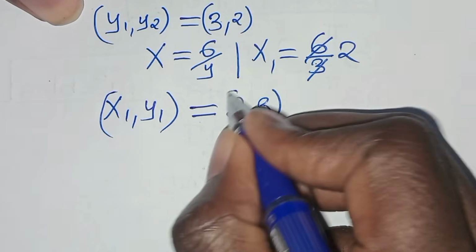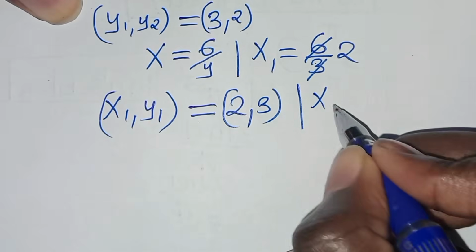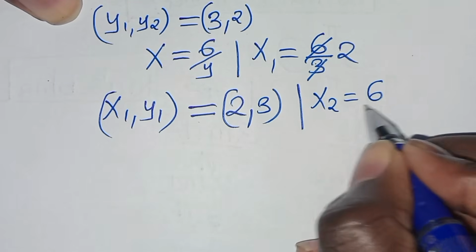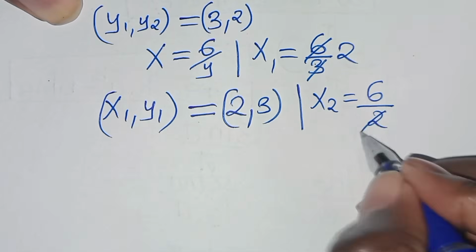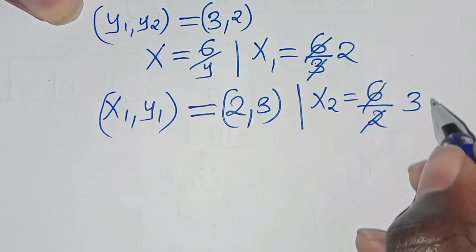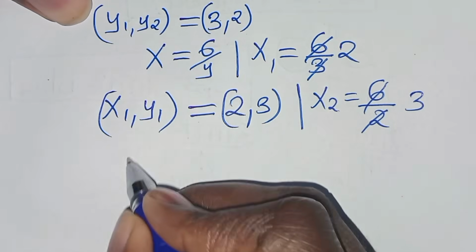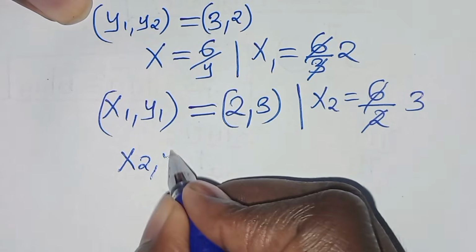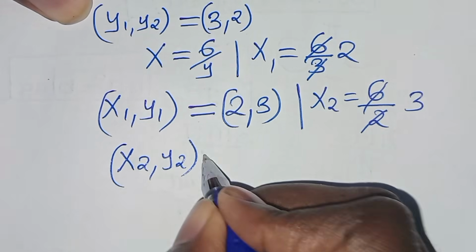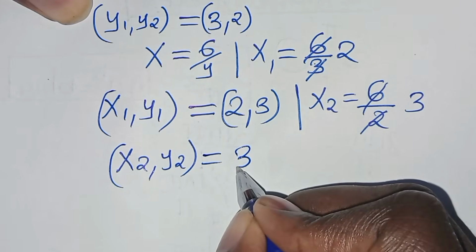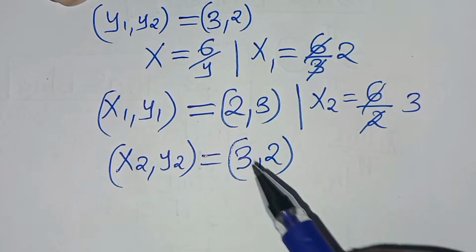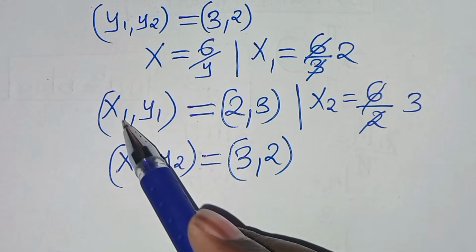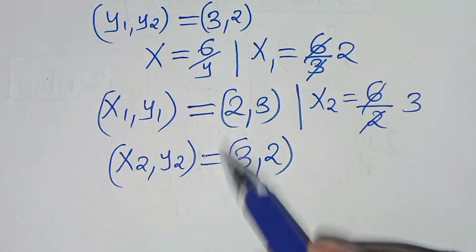3. Let's solve for x2. x2 will be equal to 6 divided by y2, which is equal to 2. So let's simplify here. This implies that x2 is equal to 3. So the second set of solution is x2, y2, which is equal to 3, 2. So we have these two sets of solutions here, x1, y1, and x2, y2.